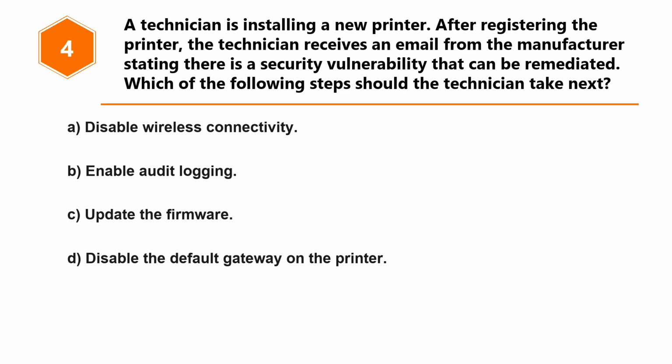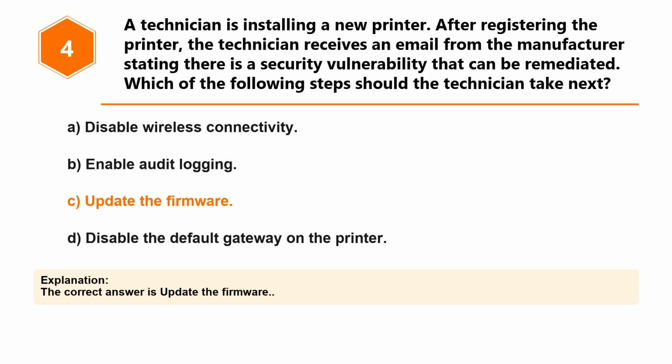Question 4. A technician is installing a new printer. After registering the printer, the technician receives an email from the manufacturer stating there is a security vulnerability that can be remediated. Which of the following steps should the technician take next? Option A, Disable wireless connectivity. Option B, Enable audit logging. Option C, Update the firmware. Option D, Disable the default gateway on the printer. The correct answer is option C, Update the firmware.